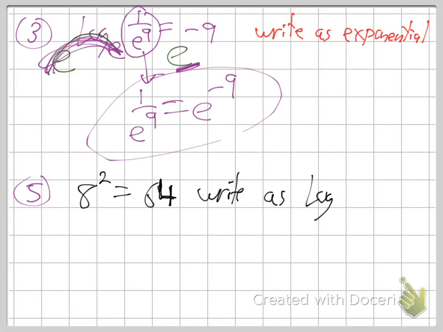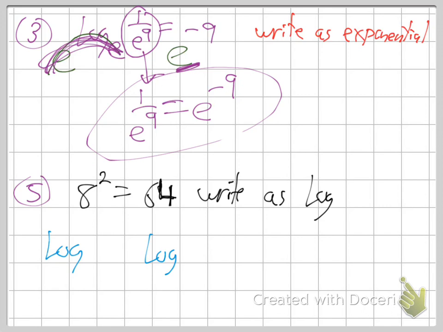That's obvious. We know that. 8 times 8 is 64. Well, they want me to write it as a log. Now, how am I going to do that? Well, what you have to do is log on both sides. Whenever you write log, you have to have a base. There's no such thing as a log without a base. There has to be a low-down number down here at the bottom of the g.